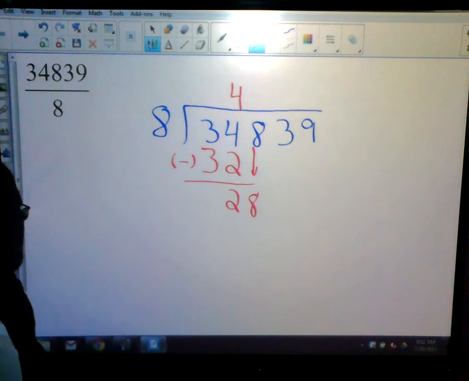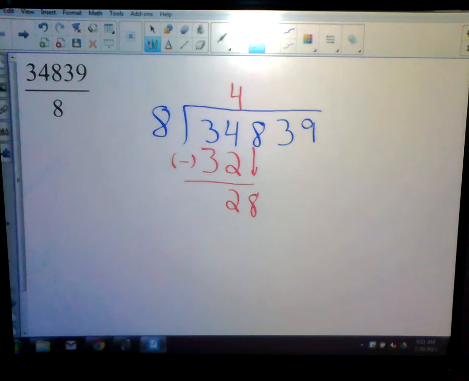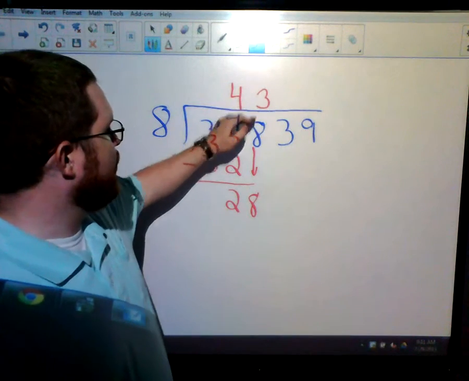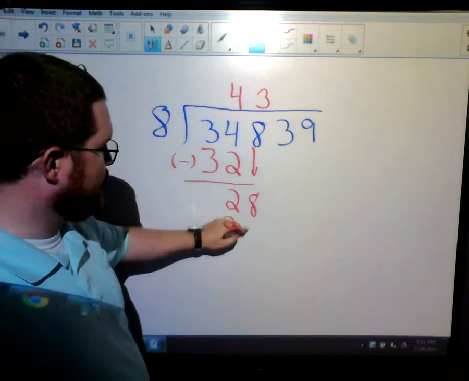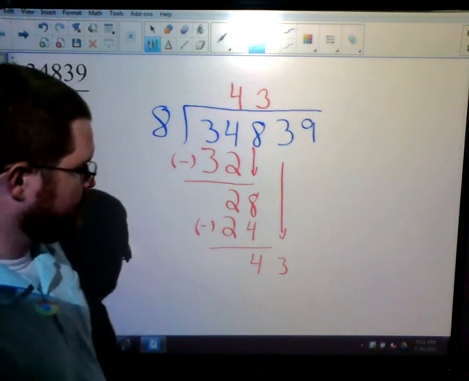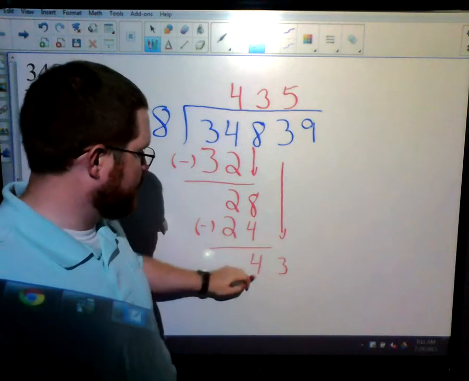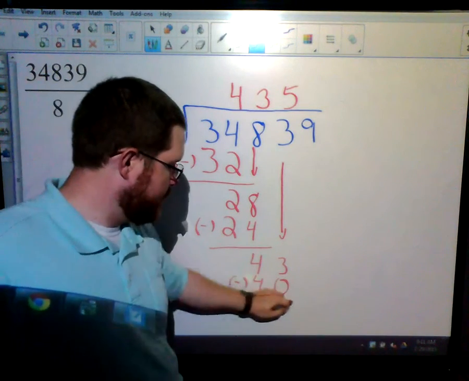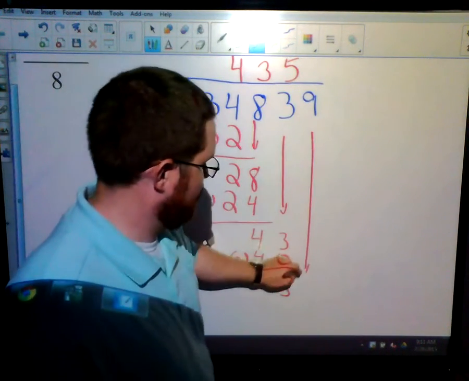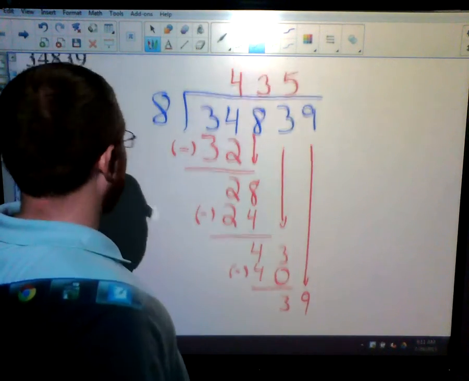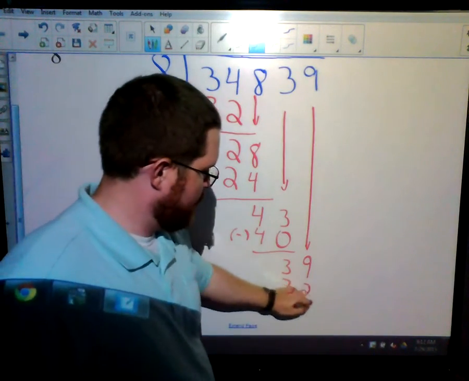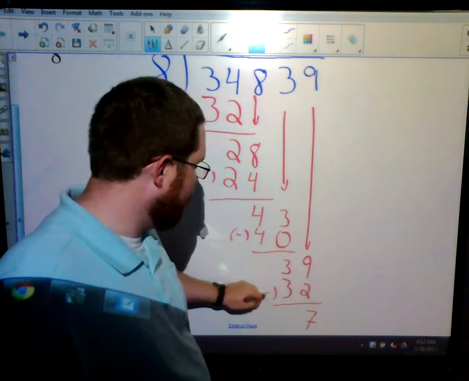So we divide, multiply, subtract, bring down the next number. And then repeat. How many times will 8 go into 28? 3 times. We divide, multiply, subtract, bring down the next number. Divide, multiply, subtract, but I'm out of numbers.